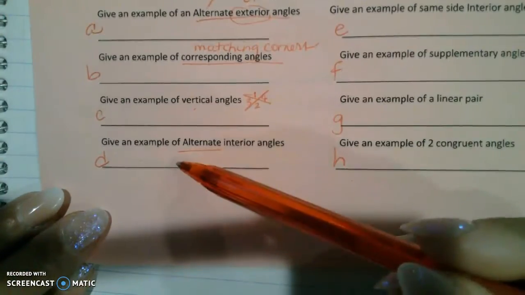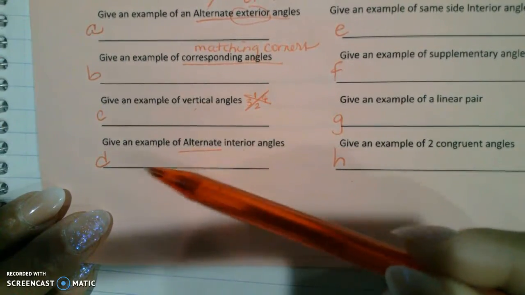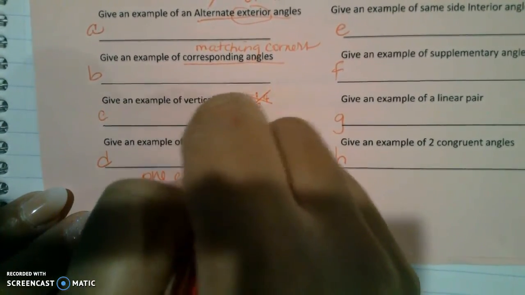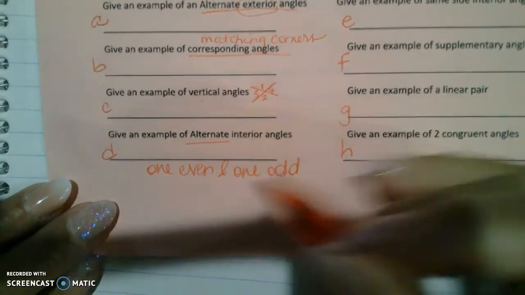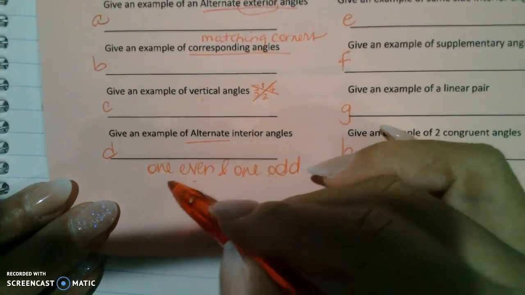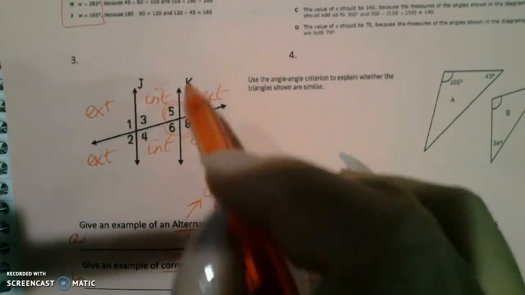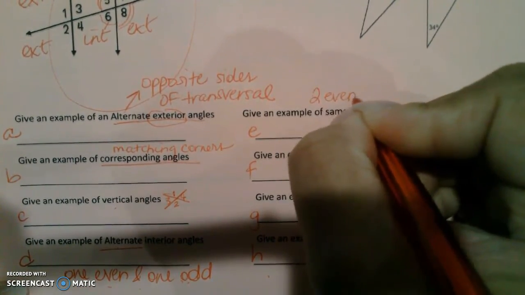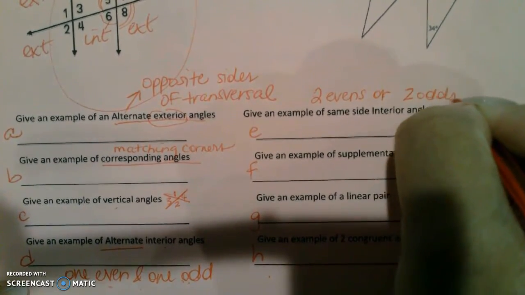I will give you a hint here. One number should be even and one number should be odd. One even and one odd. That's the name of the angle, like 4, 5, 6, 7, 8, 9, 10, 11, 12. One even and one odd from this situation, though. And over here, you're going to name 2 evens or 2 odds, not both.